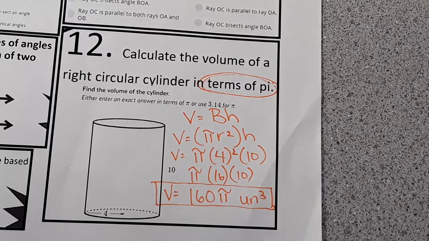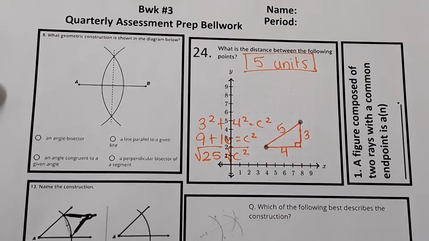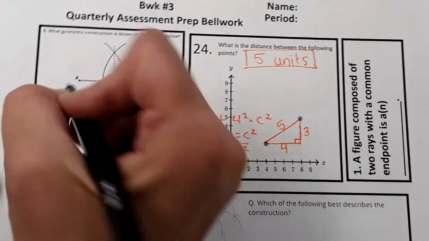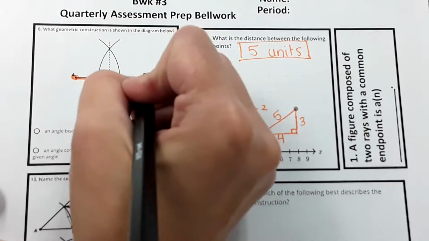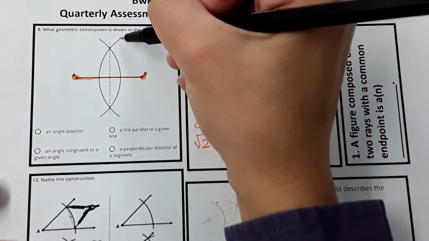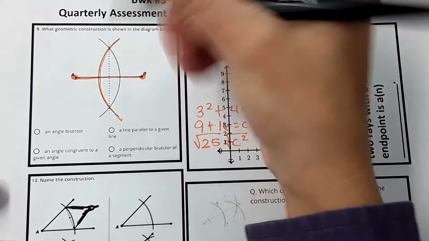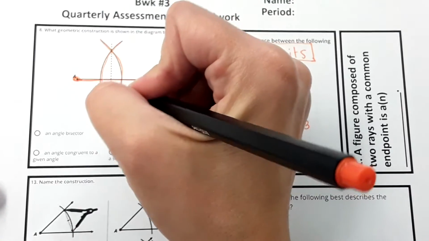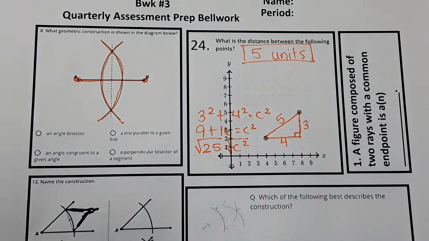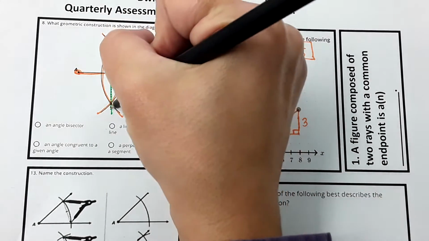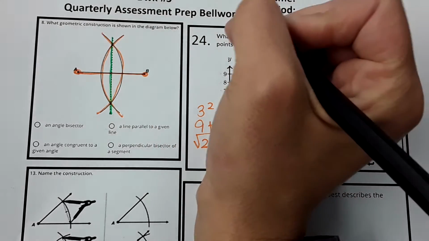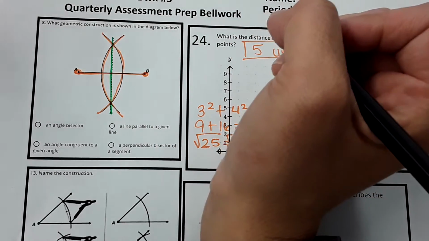Paxton. 8. Which one's that? Okay, this top one here. What geometric construction is shown in the diagram below? Let me just explain the picture. It gave us a segment AB as the original, and then this person took their compass, they made this mark here, and then using the same distance, they made this mark here. And then the last step for that construction would be to connect those points to get a perpendicular bisector of that segment. So as I look through the answer choices, that's what I'm looking for.